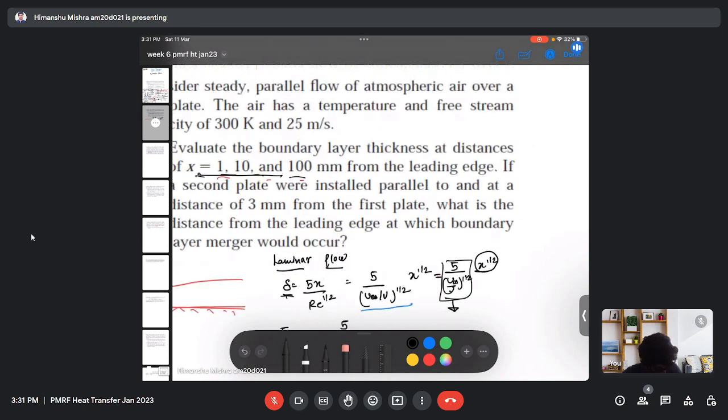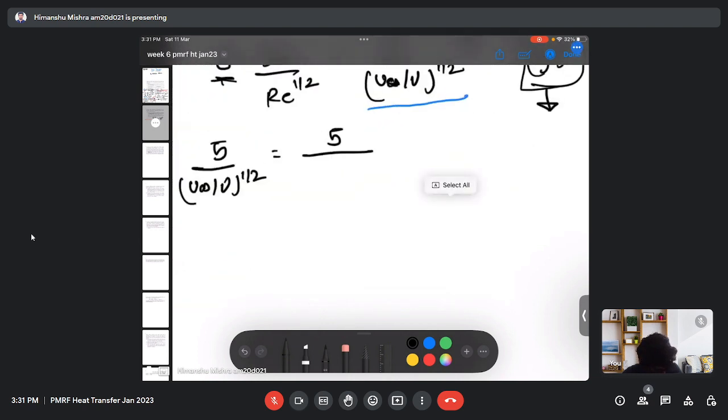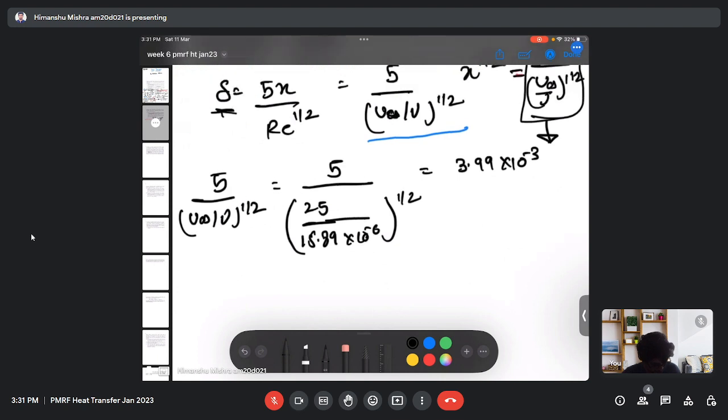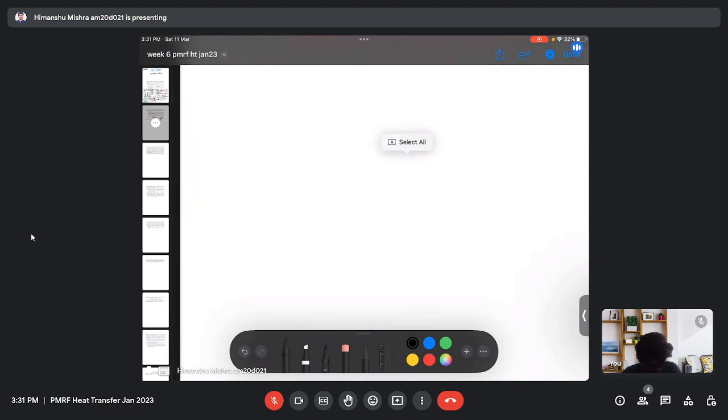So my velocity is 25 meter per second, and my kinematic viscosity of air is 15.89 times 10 to the power minus 6, and the constant part will be 3.99 times 10 to the power minus 3. So my velocity boundary layer thickness will be 3.99 times 10 to the power minus 3 times x to the power 0.5. So I just need to put different values of x.